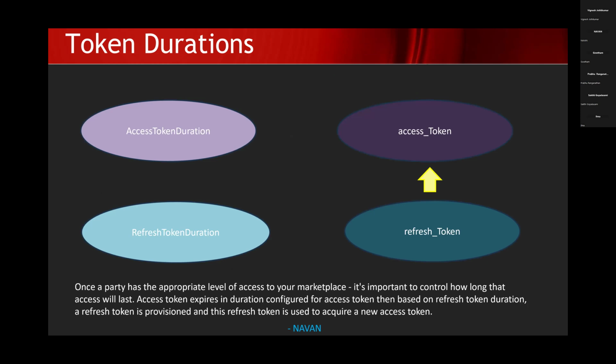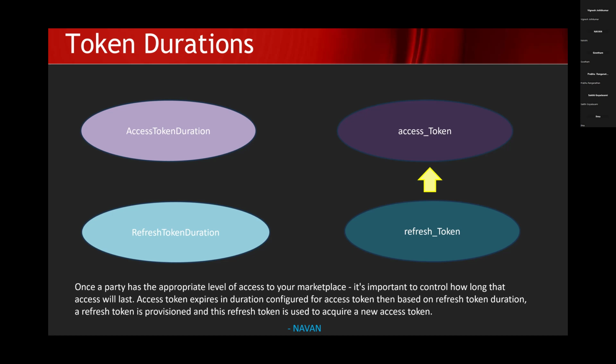The other thing with regard to workflows is token duration. You have a refresh token and an access token. Once a party has the appropriate level of access to your marketplace, it's important to control how long that access will last. The access token expires in the duration configured for the access token. Then, based on the refresh token duration, a refresh token is provisioned, and this refresh token is used to acquire a new access token. So first, there is a duration associated with the access token.